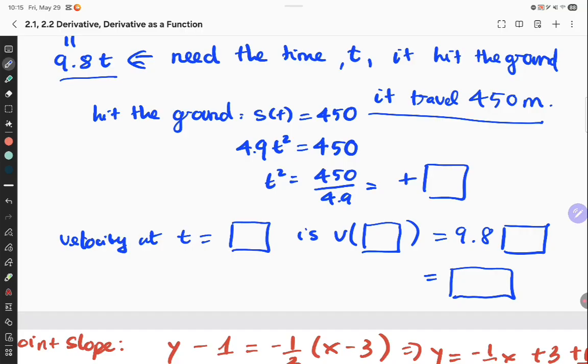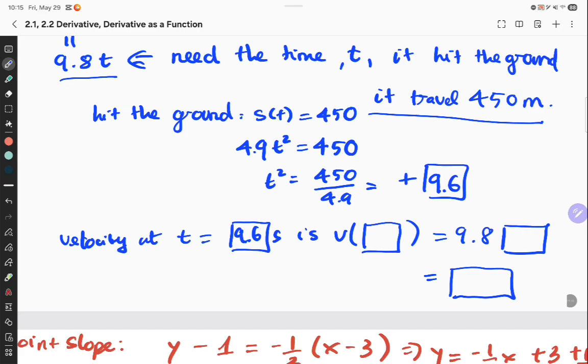Down there, right? 9.58. Okay, so let's round that up. 9.6. Next box is 9.6, when t equals 9.6 seconds.